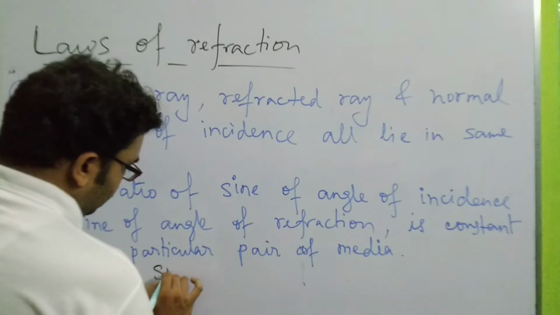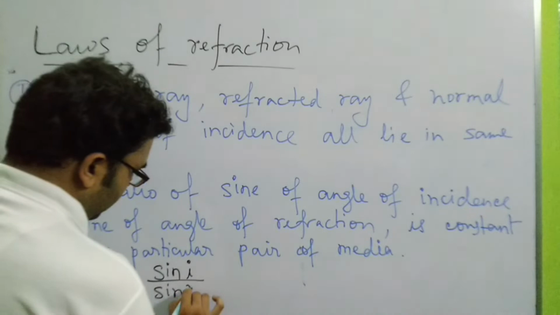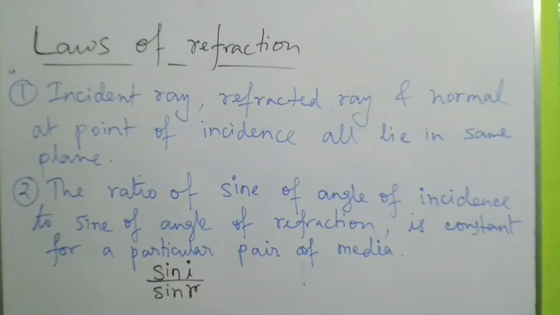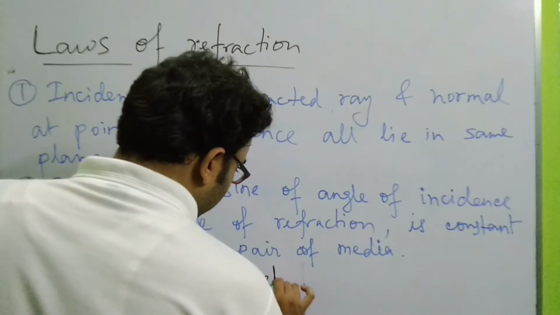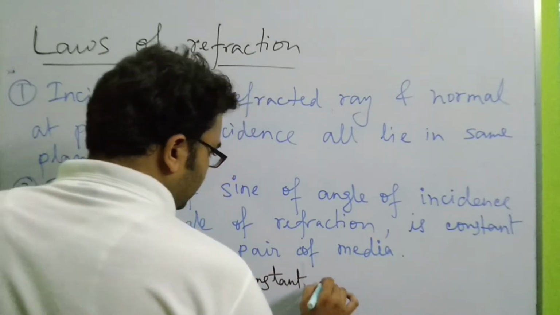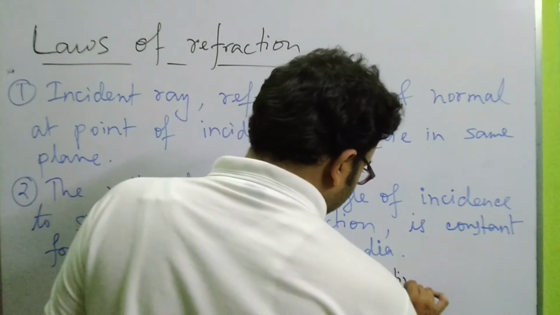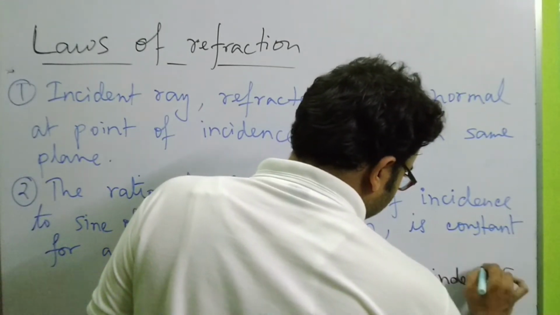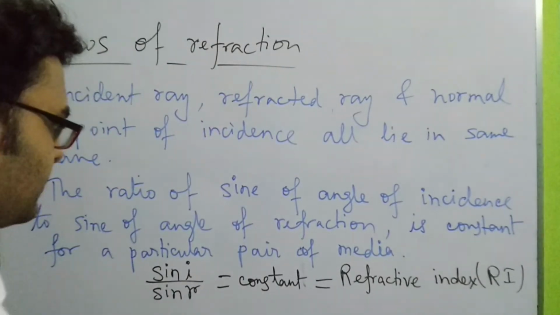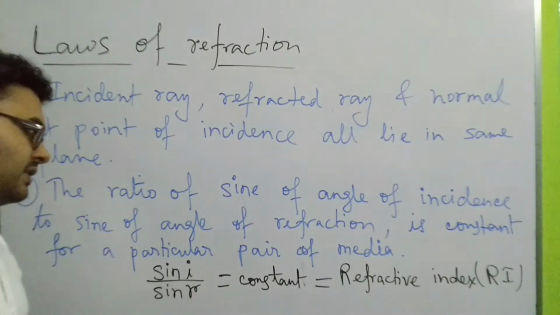So if I consider the sine of the angle of I to the sine of the angle of R, this ratio is a constant for a given pair of medium, as I have said, and this constant is called the refractive index. Refractive index, in short, we denote it as RI. In the next discussions, when we talk about refractive index, we will denote it by the letters RI. This ratio is constant only for a given pair of medium.